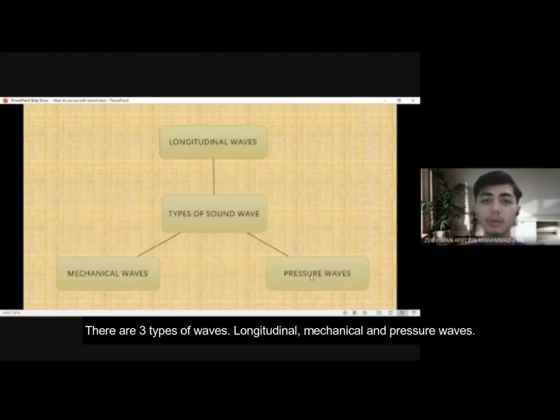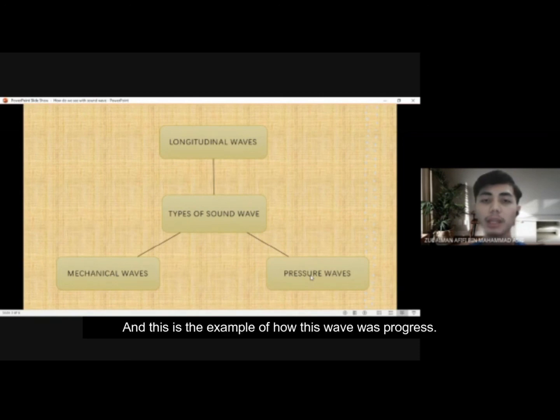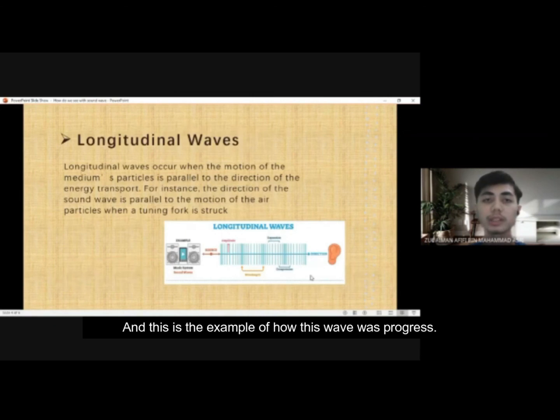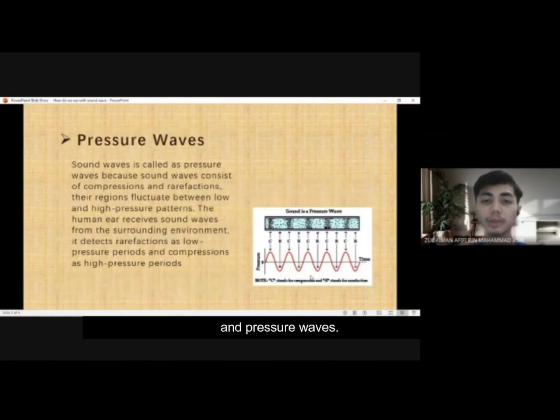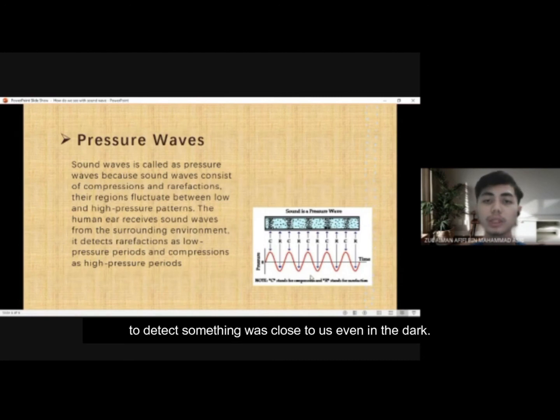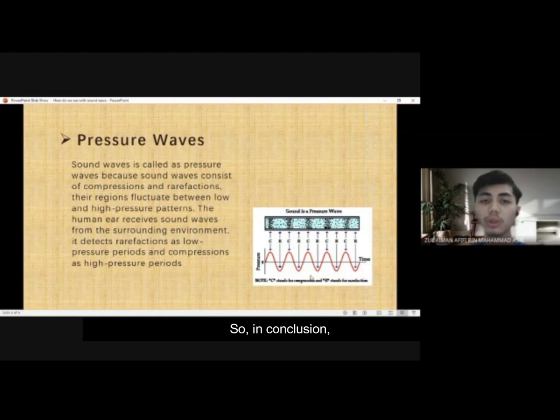There are three types of waves: longitudinal, mechanical, and pressure waves. And this is an example of how these waves progress: longitudinal wave, mechanical wave, and pressure wave. All the progress of these waves can help us to detect something close to us, even in the dark. So, in conclusion, we are able to see even when there is no light around us.